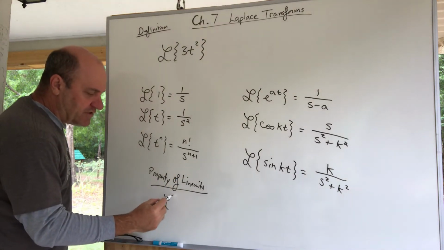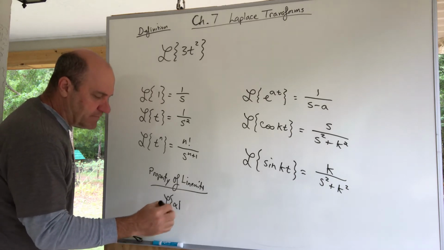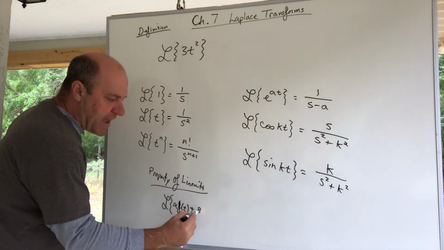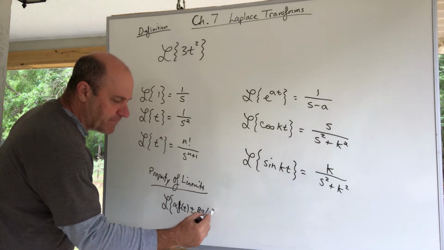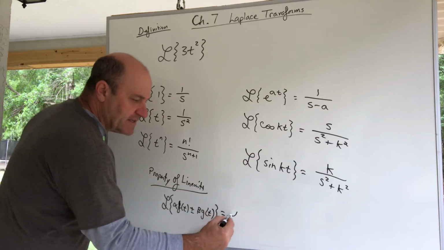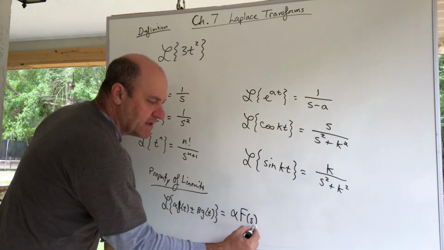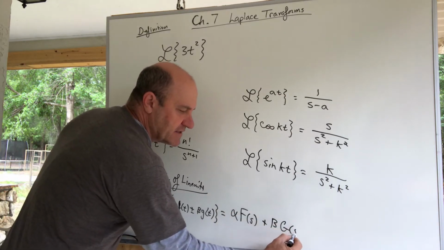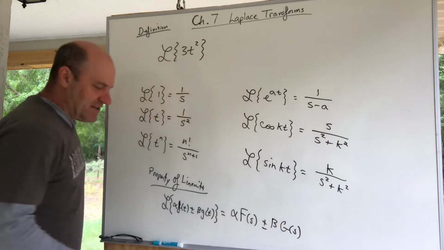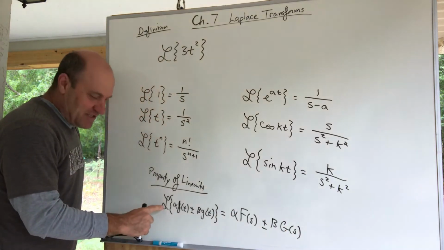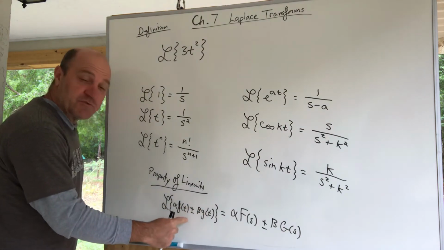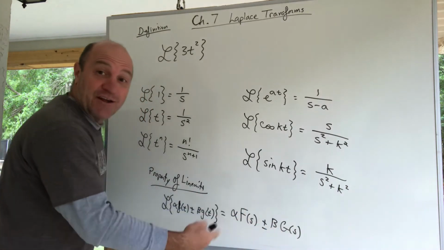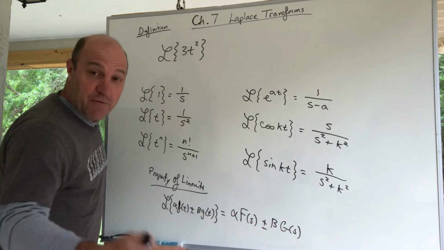If I want the Laplace transform of some alpha times f of t plus or minus some beta times g of t, then the answer is alpha times big F of s plus beta, where alpha and beta are just constants, times big G of s. In other words, if you're doing the Laplace transform of separate functions added or subtracted together, you're allowed to distribute the Laplace transform and do separate integrals. We know that with integrals. We know that with derivatives.